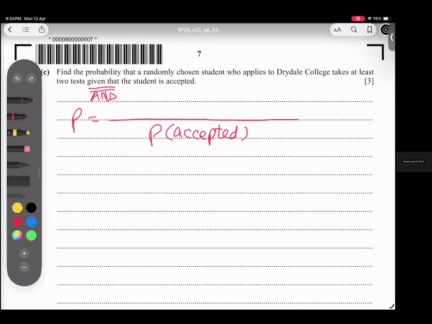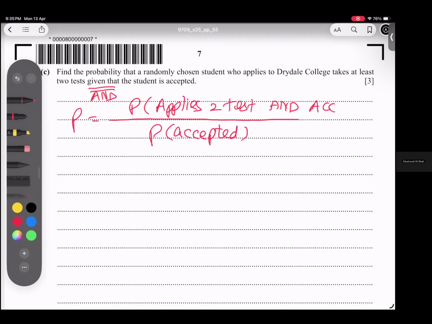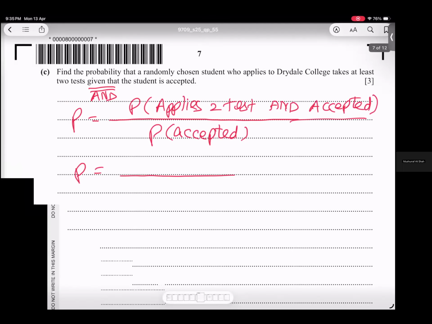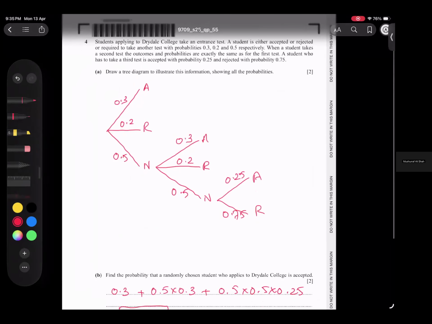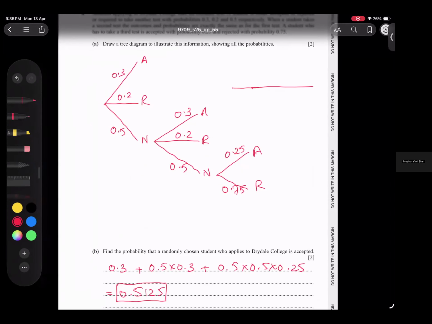So it means the probability of applying 2 tests and accepted. I think the idea is clear, students. So let's try to do it. The previous answer we got before, let me go back and see. We can write it very clearly here, 0.5125, it comes from here, number 1.